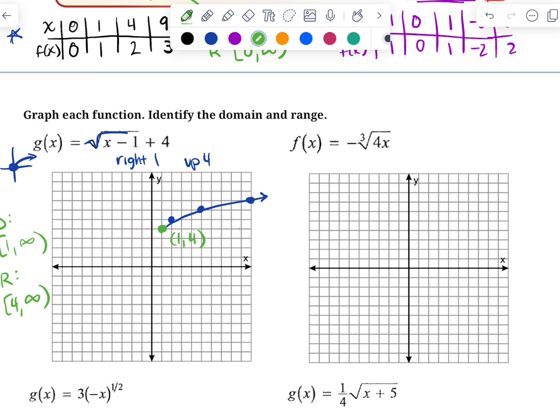Okay, we've got the cube root of 4x with the negative out front. So in this case, I'm actually going to make a table because these are some more complicated changes. So we're going to take the normal values. Here, I'll write them from least to greatest: -8, -1, 0, 1, and 8. And then -2, -1, 0, 1, and 2.